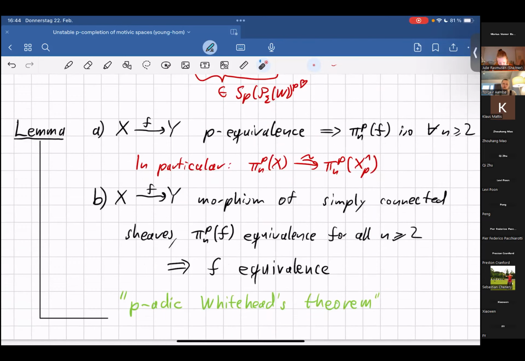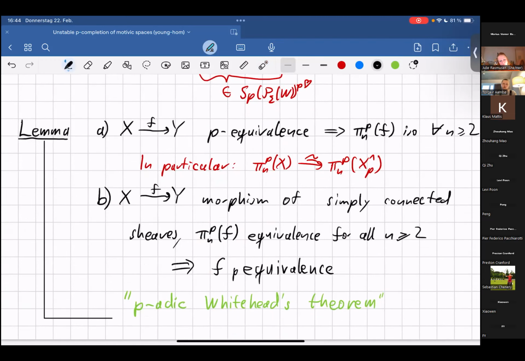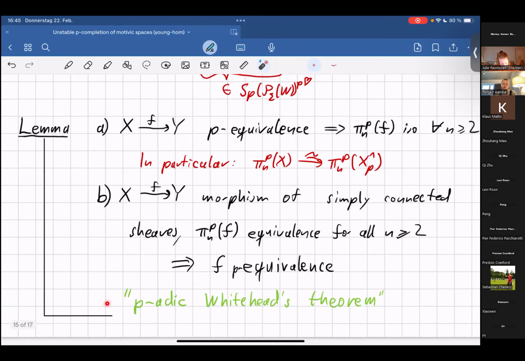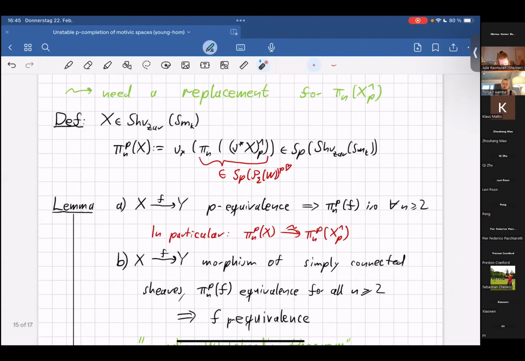If we start with a morphism of simply connected sheaves that is an equivalence on p-adic homotopy groups, then F is already a p equivalence. And so this is what you could call probably a p-adic Whitehead theorem, that if we have an equivalence on p-adic homotopy groups, we are already a p equivalence.